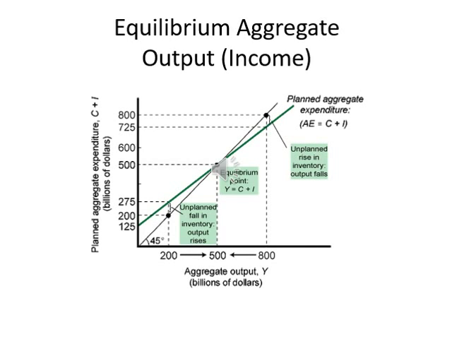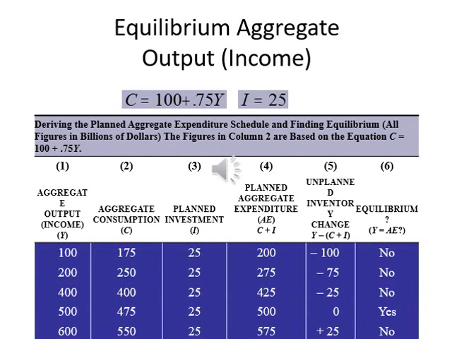Equilibrium aggregate output, income. At equilibrium, Y equals C plus I. C equals 100 plus 0.75 times Y and I equals 25. Equilibrium occurs at Y equals 500 in the table.